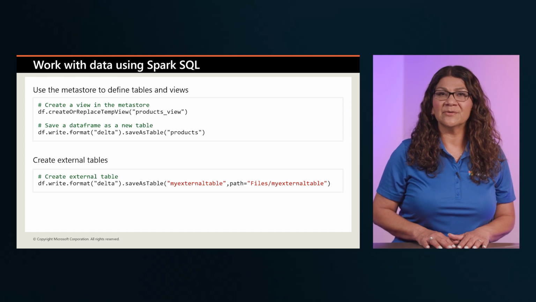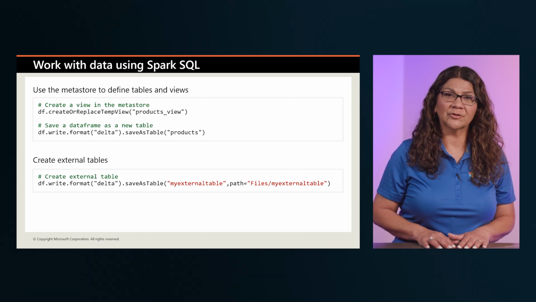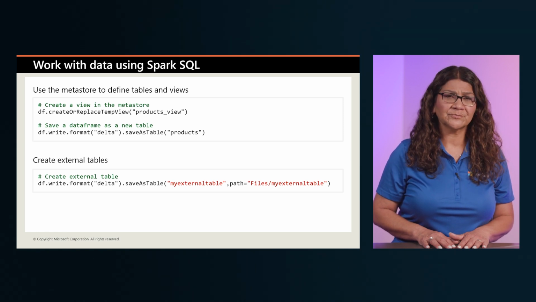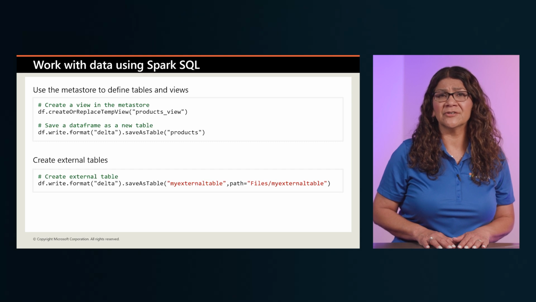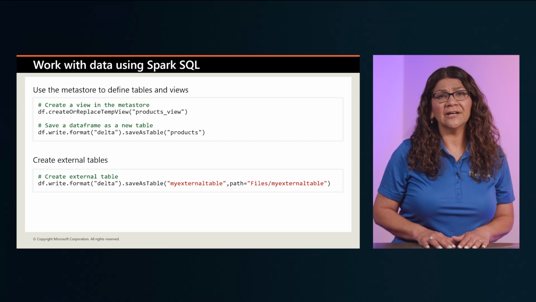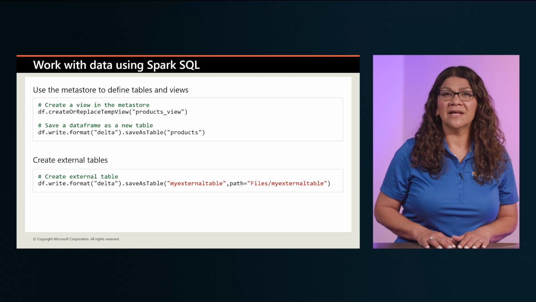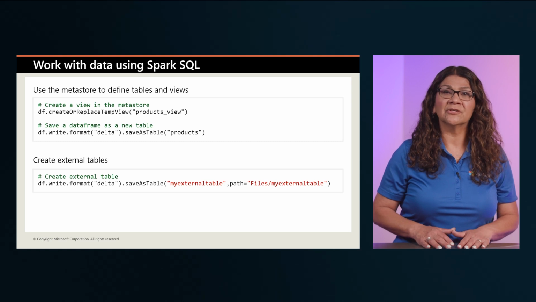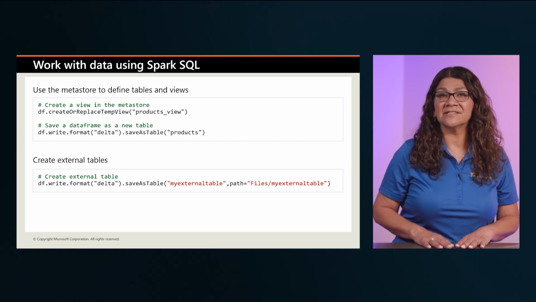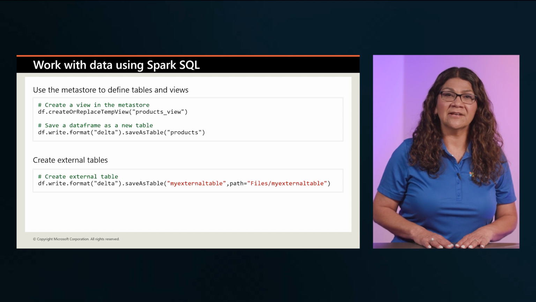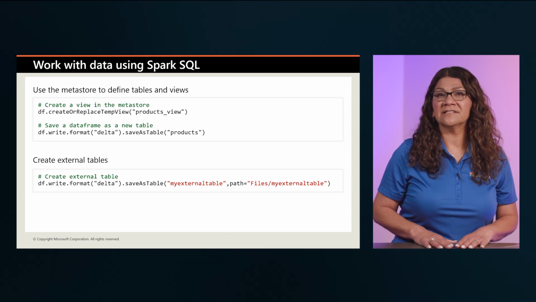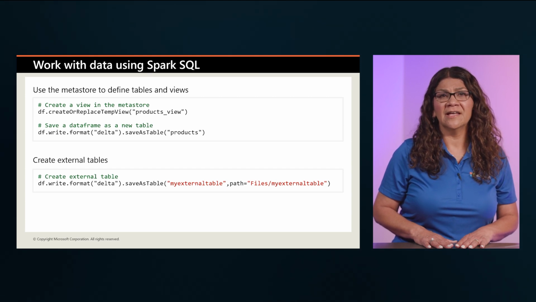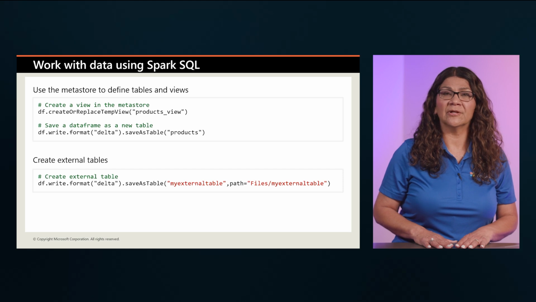One of the simplest ways to make data in a data frame available for querying in the Spark catalog is to create a temporary view, which is automatically deleted at the end of the current session. See our example here where we create the products view in the metastore using the create or replace temp view method. You can also create tables using the saveAsTable method to save our data frame df as a Delta Lake table named products. Products will be persisted in the catalog and can be queried using Spark SQL.